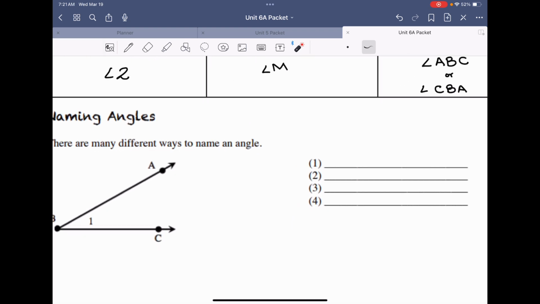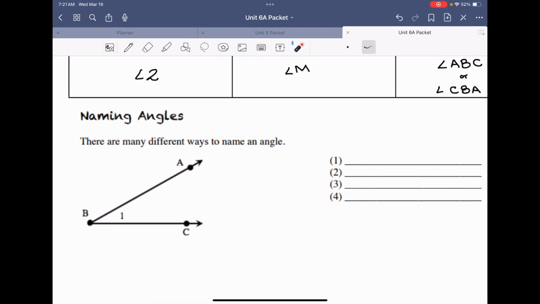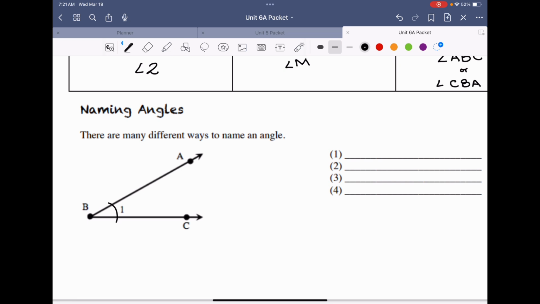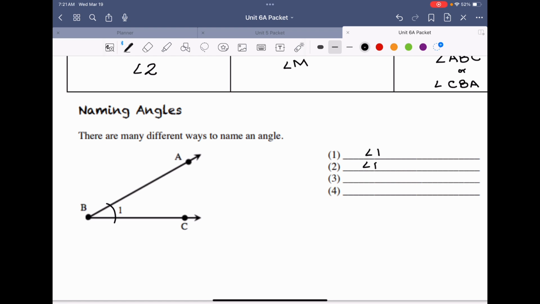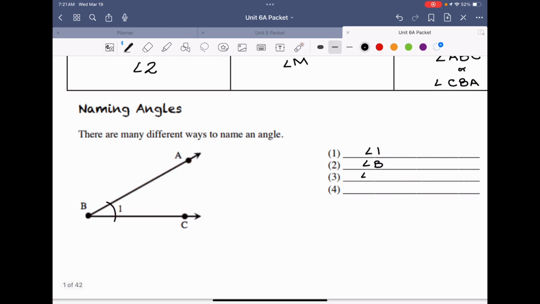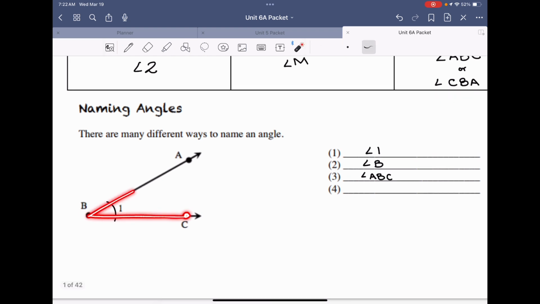So let's go ahead and try it out for this example down here. It just says there are different ways to name our angle. There's actually 4 total that we just talked about. So based on what we have here, we have A, B, C labeled as some points, and then this 1 in the middle. So we could call this angle 1. We could call this angle B, just the point that they all meet. We could call this angle A, B, C. Or we could go the other way, C, B, A.